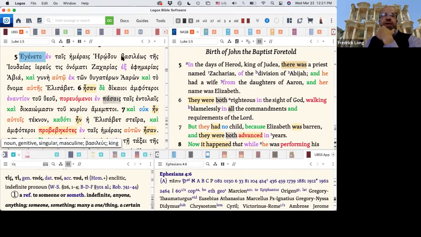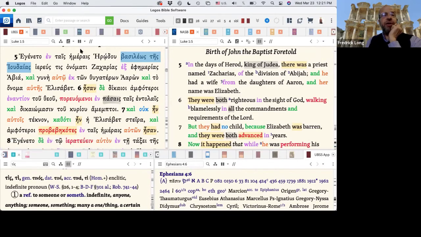Now Herod is given further explanation as the basileus tes Ioudaias, king of the Jews. So this is an appositional statement. Apposition is when you abut a noun to another noun to further define it. And so if we were doing constituent marking, we put an equal sign right there. In the days of Herod, draw an arrow, who was the king of the Jews. King of Judea, I'm sorry, not king of Judea.